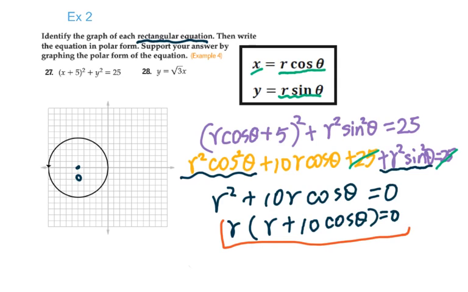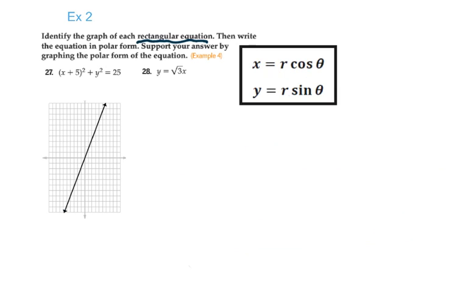This will be the polar form. Now let's look at another example. For y equals square root of 3x, we know this is a linear function. In the Cartesian coordinate system, this will be the graph for y equals square root of 3x. Now we try to change it into polar form.